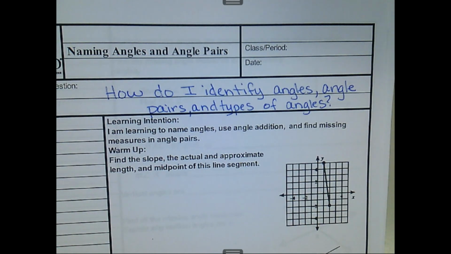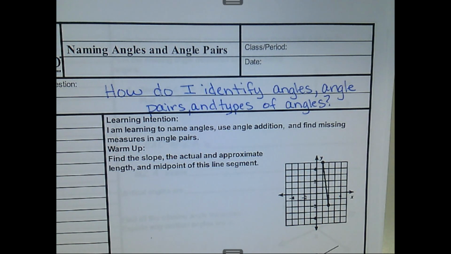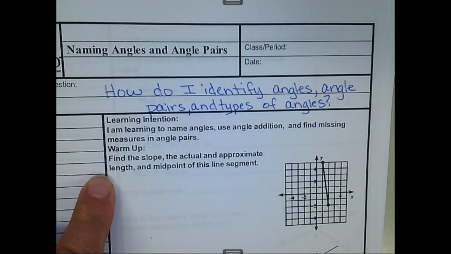Hello, class. Today we are starting to name angles and angle pairs. How do I identify angles, angle pairs, and types of angles is our essential question. My learning intention: I'm learning to name angles, use angle addition, and find missing measures in angle pairs. So, right now, pause the video and do the warm-up.